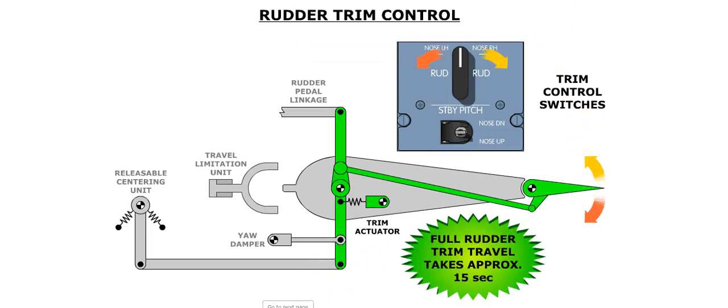Rudder trim is commanded by rotating both handles in the same direction. Full rudder trim travel takes approximately 15 seconds. Rudder trim is inhibited when the autopilot is engaged.